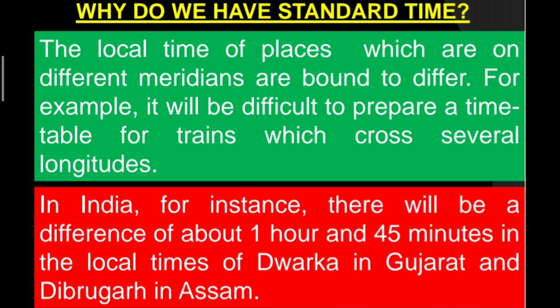Why do we have a standard time? The local times of places which are on different meridians are bound to differ. For example, it will be difficult to prepare a timetable for trains which cross several longitudes. In India, for instance, there is a difference of about 1 hour and 45 minutes in the local times of Dwarka in Gujarat and Dibrugarh in Assam.